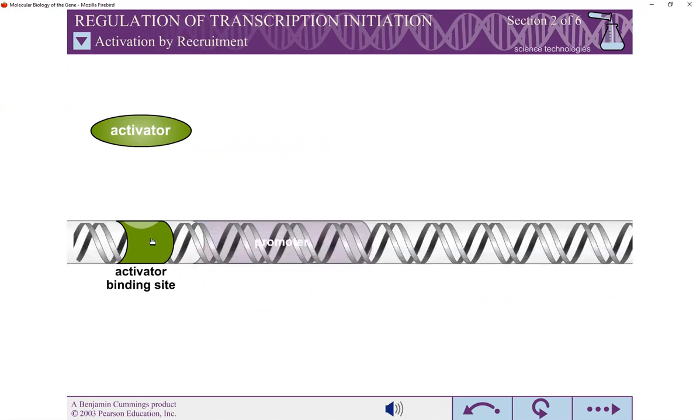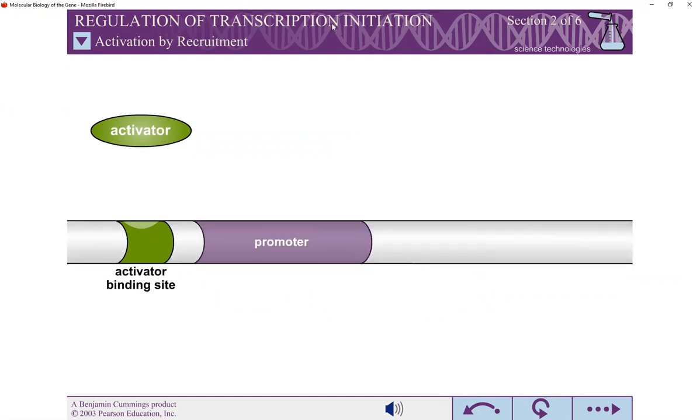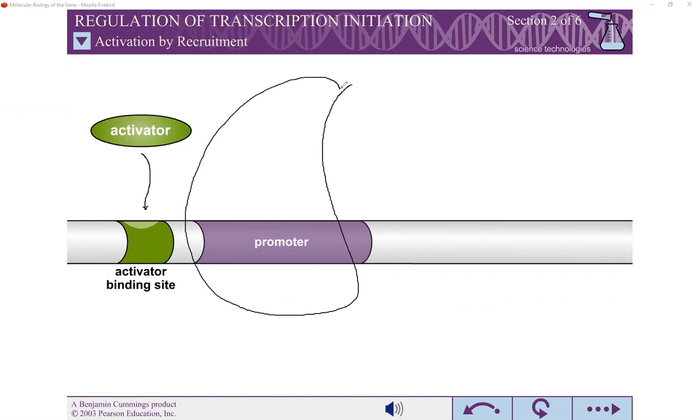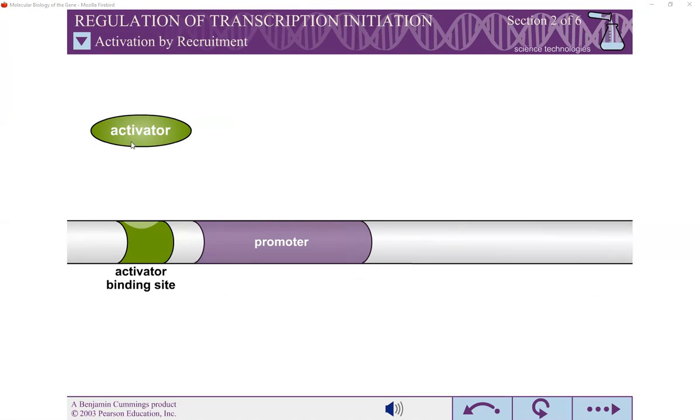Activator proteins will bind to a specific site on the DNA, and that specific site is referred to as the activator binding site. This is the site where the activator is going to bind. Once the activator binds, it will cause interaction with the RNA polymerase and will cause the RNA polymerase to bind to the promoter sequence. Now, how does this process take place?